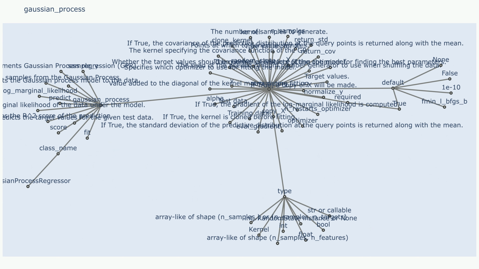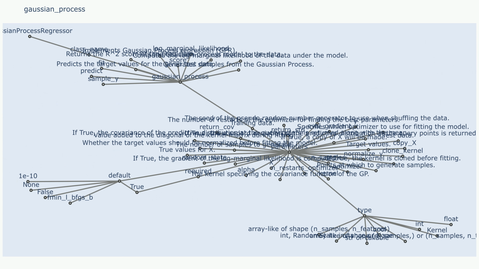Type bool. Default true. sample_y(X, n_samples=1, random_state=None) generates samples from the Gaussian process model for the given input points X. X: points at which to generate samples. Type array-like of shape n_samples, n_features. n_samples: the number of samples to generate. Type int. Default 1. random_state: the seed for random number generation. Type int, random state instance, or none. Default none.